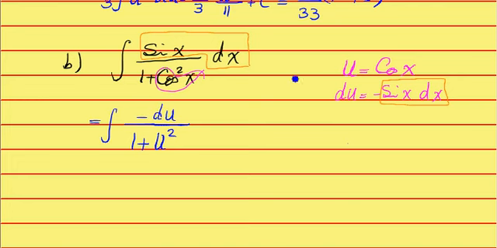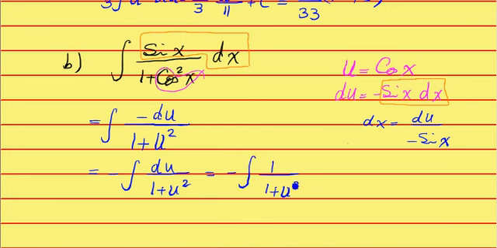But if you like to write dx as du over minus sine of x, take that, substitute it here, that is fine also. Okay, minus du over 1 plus u squared. To make sure you're not confused by what I wrote, this is the same as minus 1 over 1 plus u squared du. Now what is that?